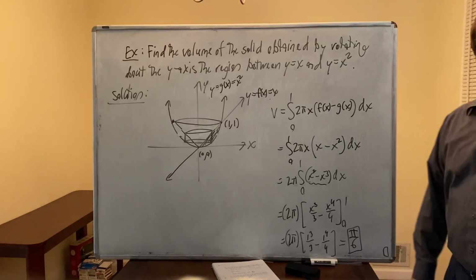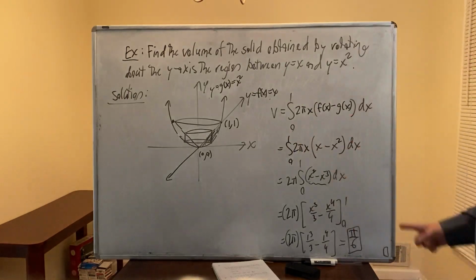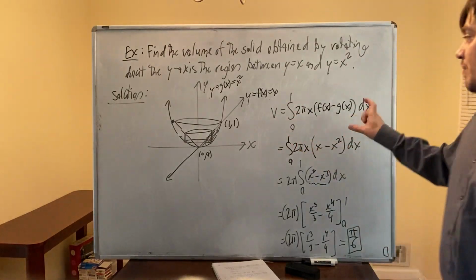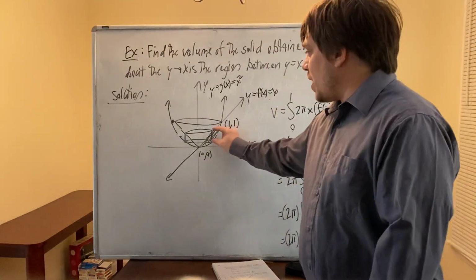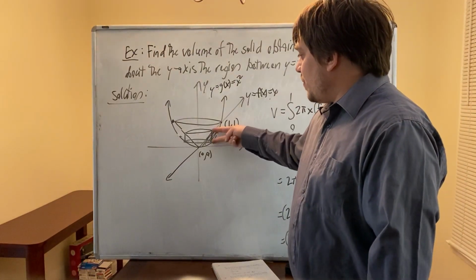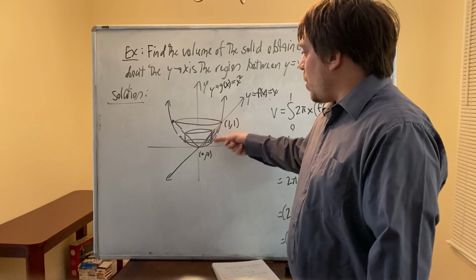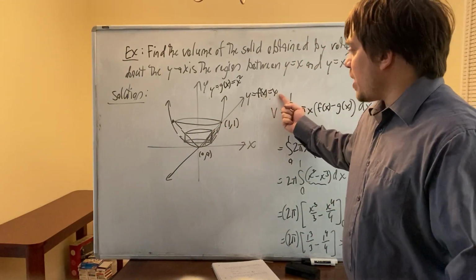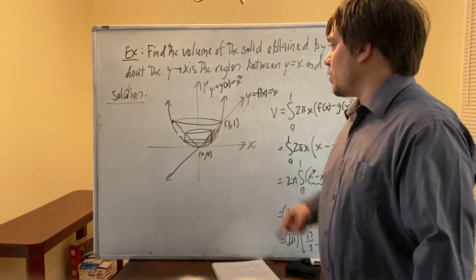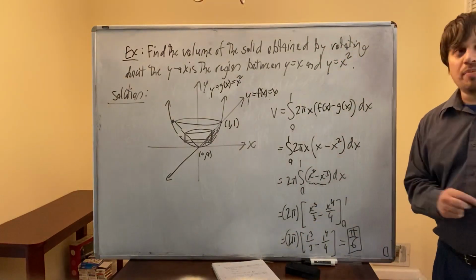You just do 2 pi x, but instead of h being the height of a function, now the height is a difference of two functions, because the height of the cylinder, this height you can see, is the difference in y values of two different functions. It's this y value, which equals x, minus this y value, which equals x squared. So the height is x minus x squared.